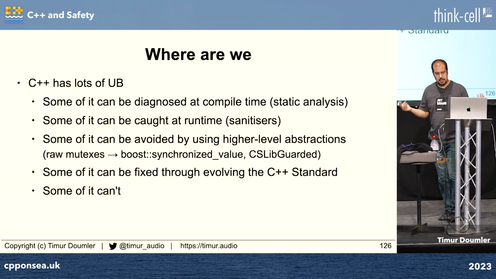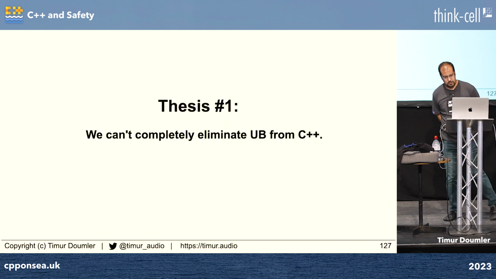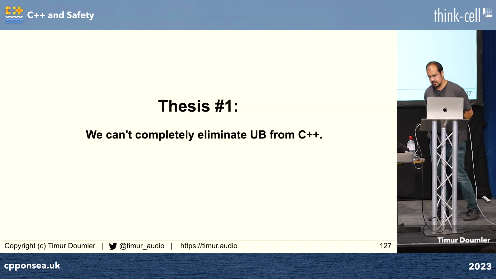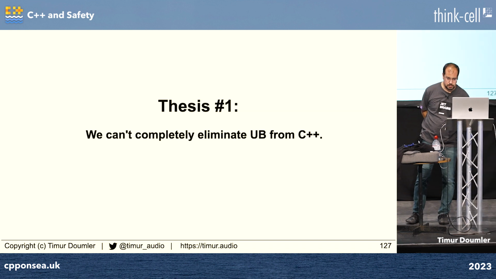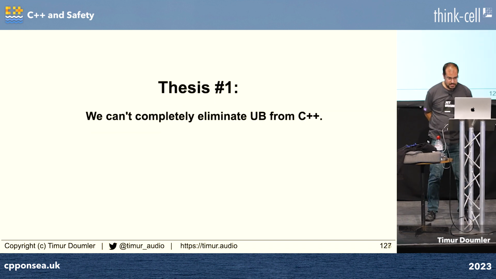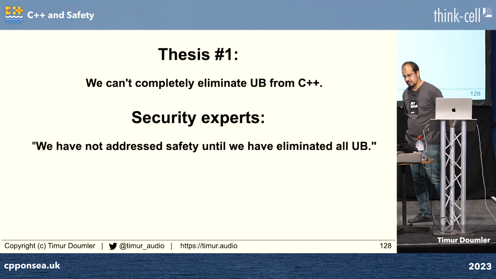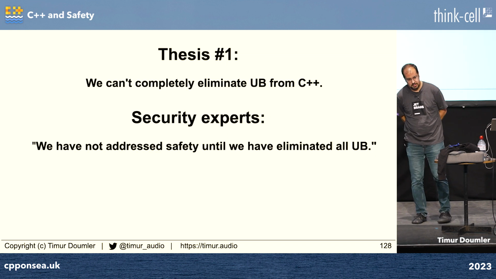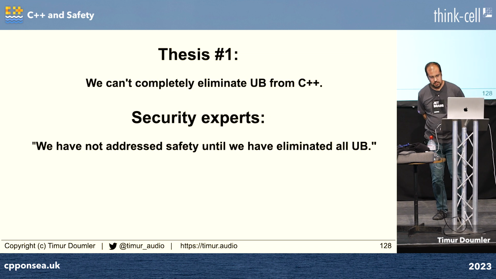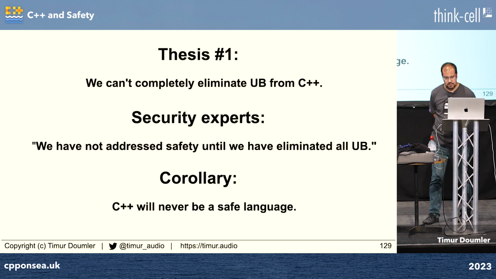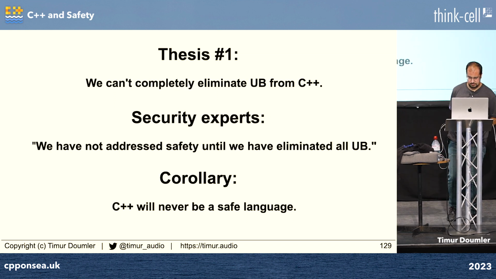And some of it we just can't fix because of the way the C++ language is designed. So I think this is my first thesis of this talk, that you cannot actually completely eliminate UB from C++. Just can't do it. Security experts say, well, we have actually not addressed safety until we have eliminated all UB, which, fair point. They're probably right. And that leads me to a corollary: C++ will never be a safe language, right? That's just the conclusion. Does it really matter?